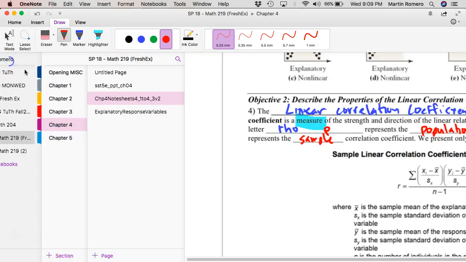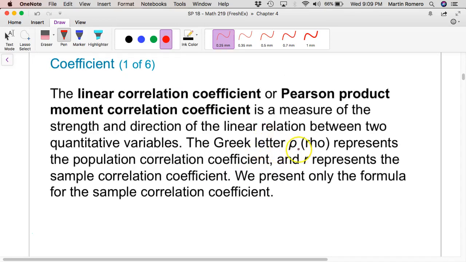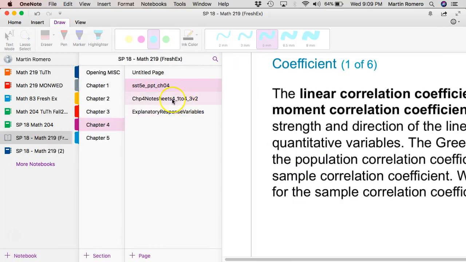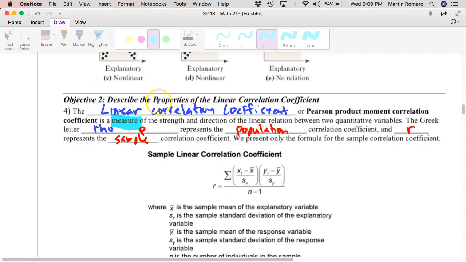Let me show you what that looks like from the PowerPoint. There's your Greek letter rho, and then your R represents the sample. We're going to, again, mostly deal with samples, and so we want to keep that in mind.